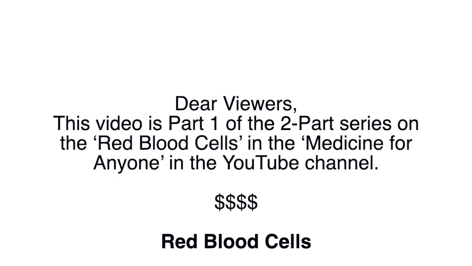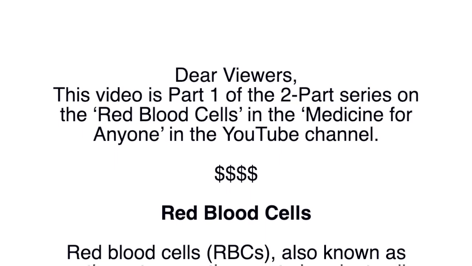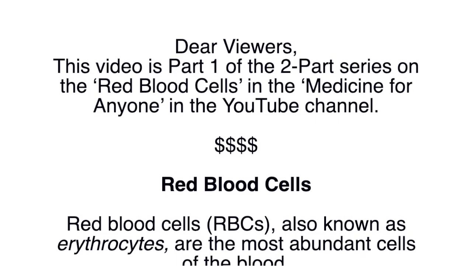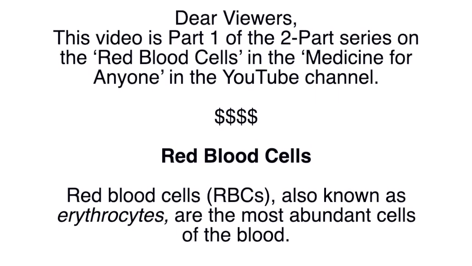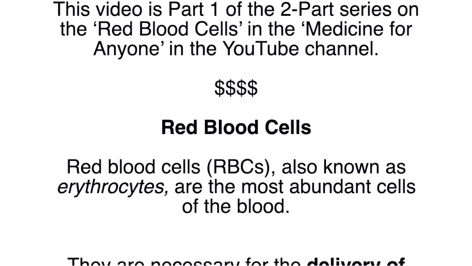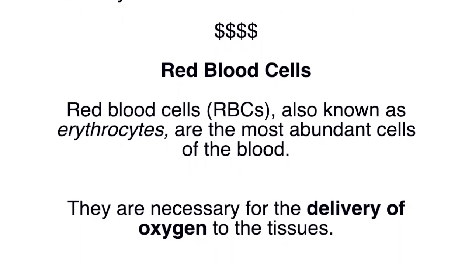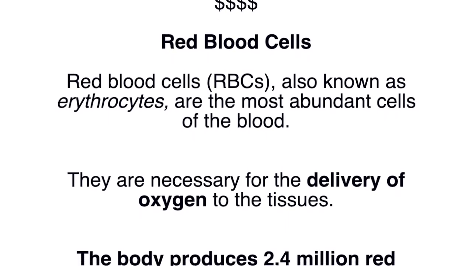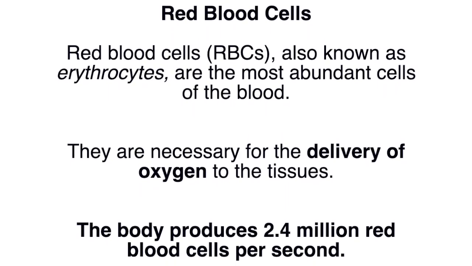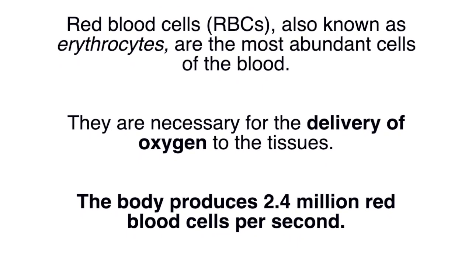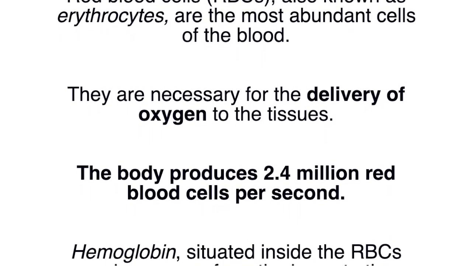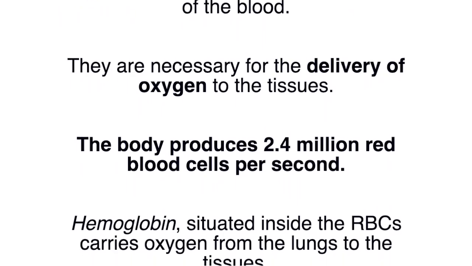Red blood cells. Red blood cells, also known as erythrocytes, are the most abundant cells of the blood. They are necessary for the delivery of oxygen to the tissues. The body produces 2.4 million red blood cells per second. Hemoglobin, situated inside the RBCs, carries oxygen from the lungs to the tissues.